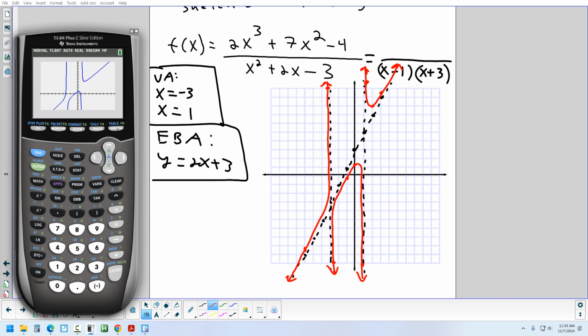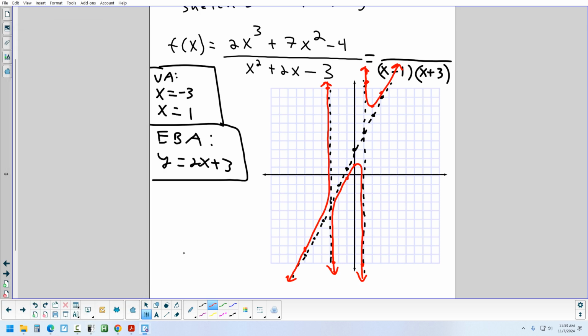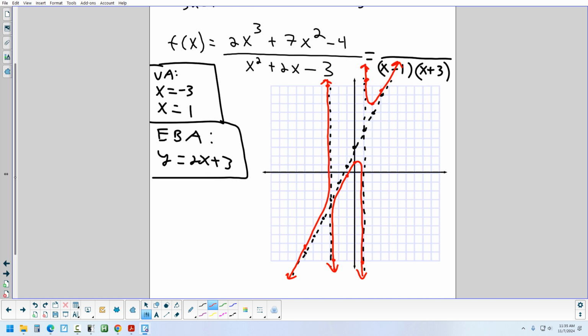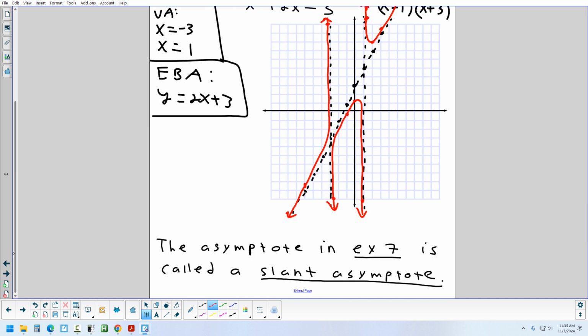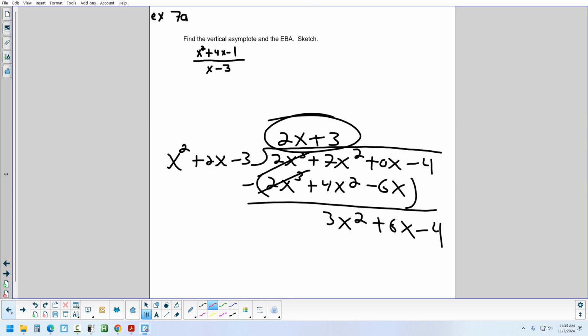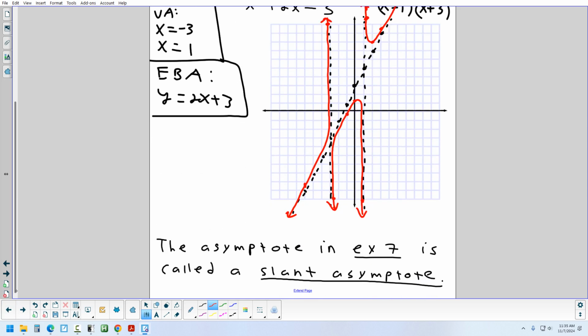So we had 2 verticals, and what do we call that one? I mean, it's an EBA, but what type of EBA was it? That's a slant. Okay, and we did that yesterday. So example 7A and 7B had slant asymptotes.